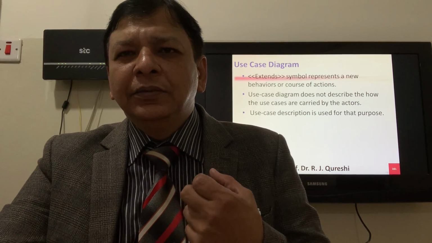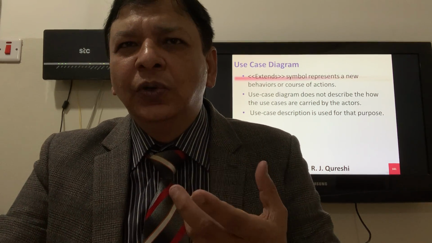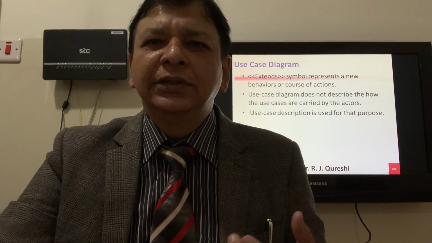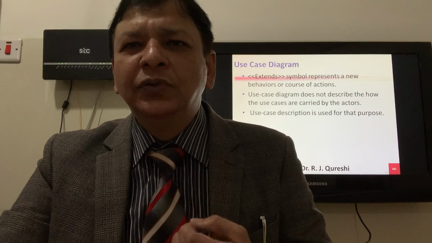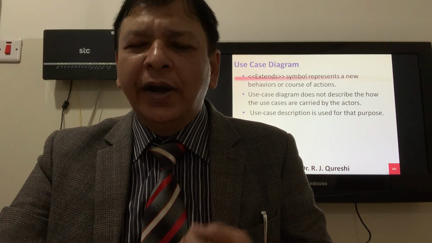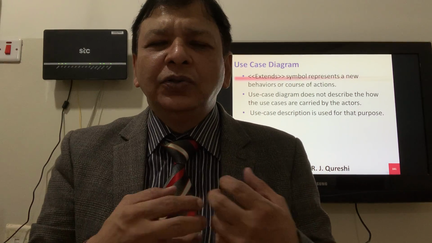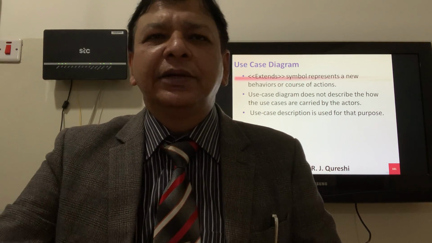We don't break down the use case, so we don't show how the actions are performed or how the use cases are carried out by the actors. In that case, we have a use case description to provide the details of how the use cases will be carried out by the actor, or how they will perform an action.